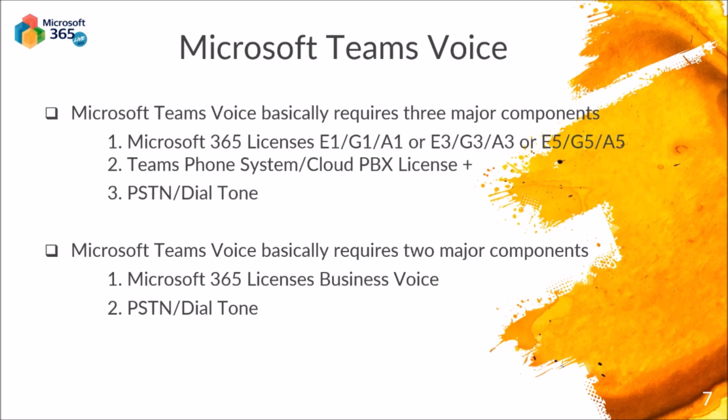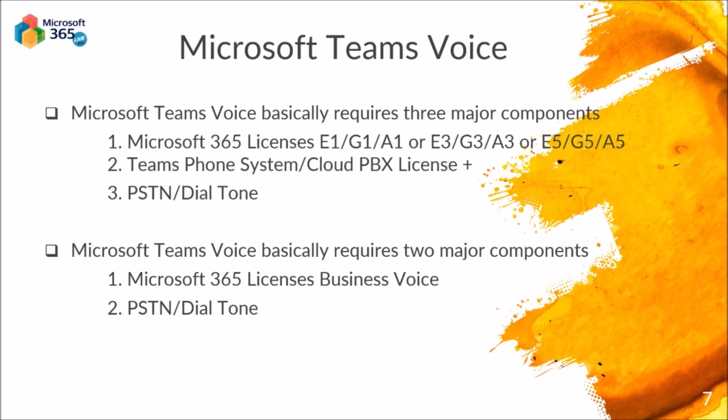These are the basic requirements of your enterprise SKU licenses, which will provide you with Microsoft Teams capability. With that, if you're owning E1, E3, or G1, G3, or A1, A3, you need to add the Teams Phone System or Cloud PBX license. With the E5, G5, and A5 SKUs, the Cloud PBX license or the Teams Phone System standard license comes by default.